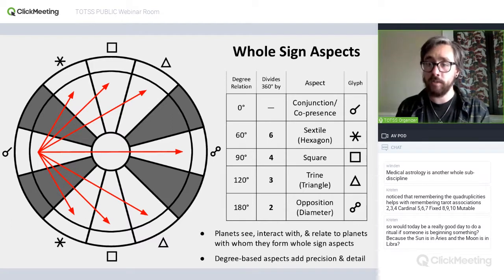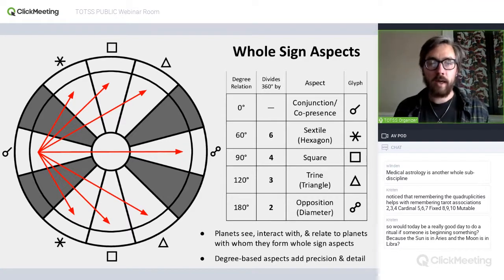And if they're also close by degree, then they're said to be conjunct. And then there you can see the glyph or the symbol that's used to indicate conjunction. And so that's planets that share the same sign, are co-present with each other.